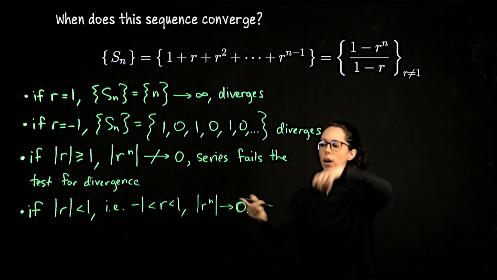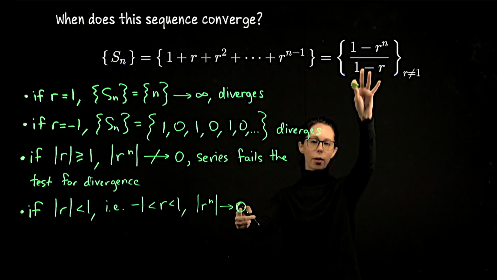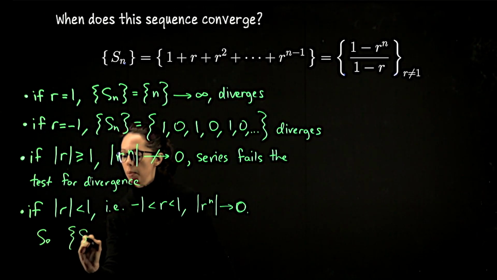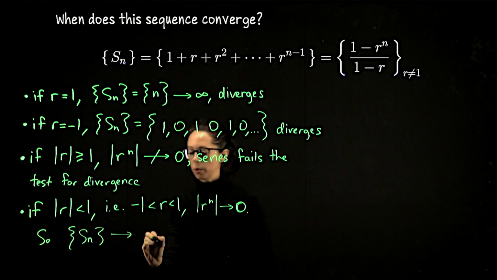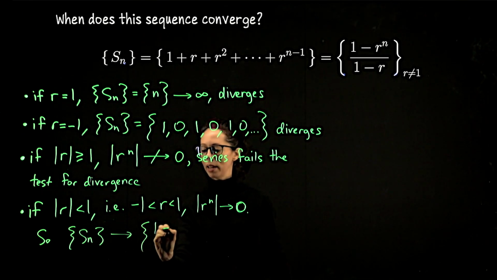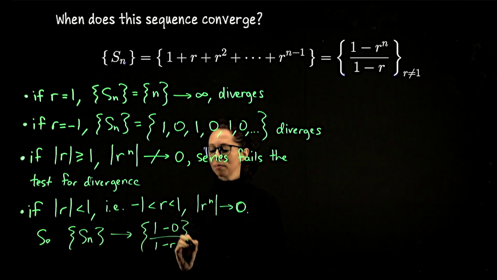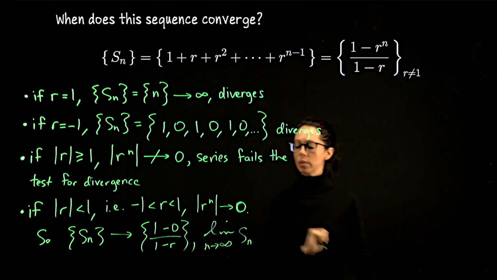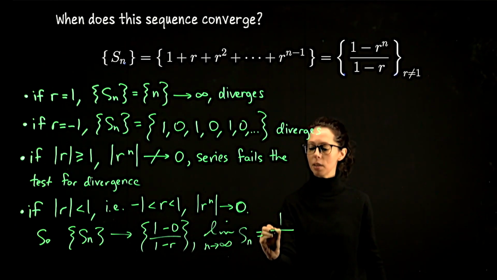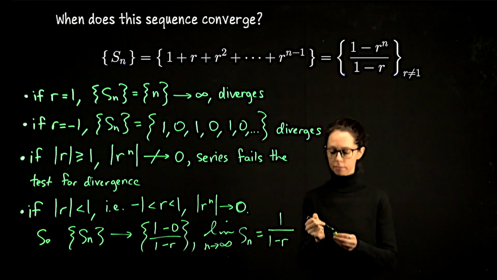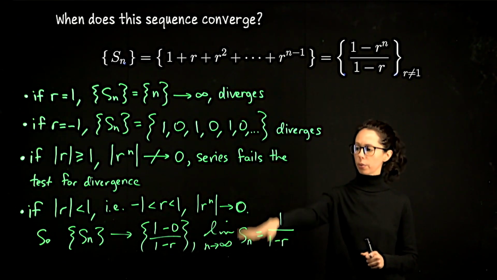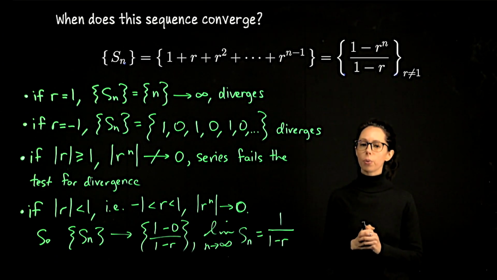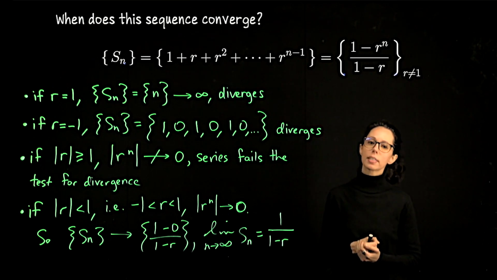But look at how r to the n going to 0 affects our expression here for the sequence of partial sums. We can say that the sequence of partial sums goes to, how about 1 minus 0 over 1 minus r? In other words, the limit as n goes to infinity of the sequence of partial sums exists and is the number 1 over 1 minus r. Okay, let me pause here and let you think about this statement, and then I want to write down what the conclusion is, and I'll also give you an alternate presentation for how to write a geometric series that you might encounter.